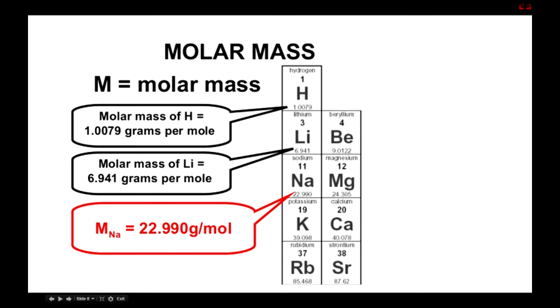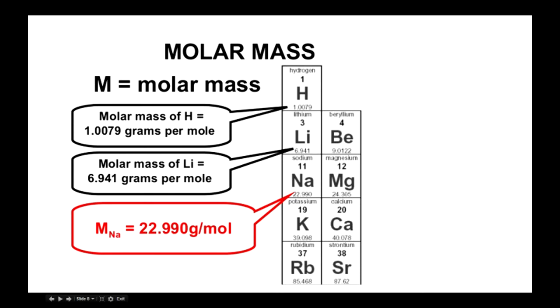And so basically, to put this in the way you'd write this in the formula, I do that for sodium here. So you just write the molar mass, which is represented by capital M, and you write the subscript of the element. So the element in this case is sodium, so I wrote a subscript of Na, and that is equal to 22.990 grams per mole.